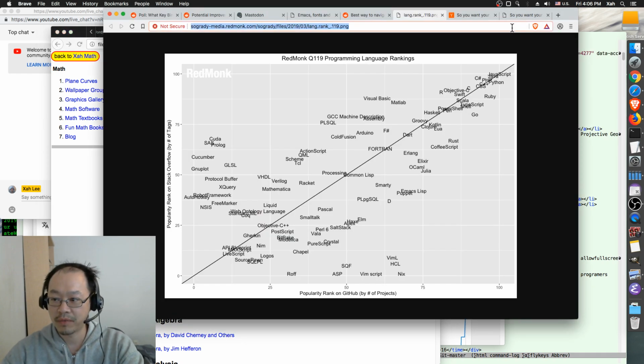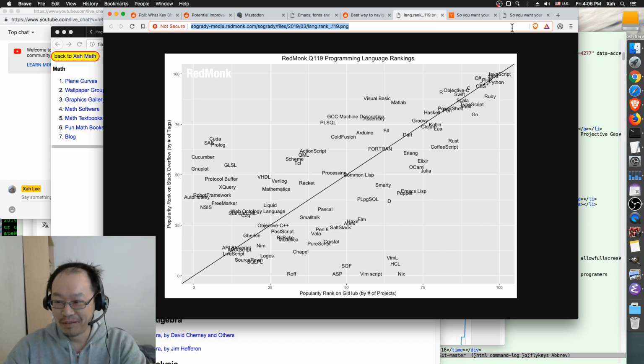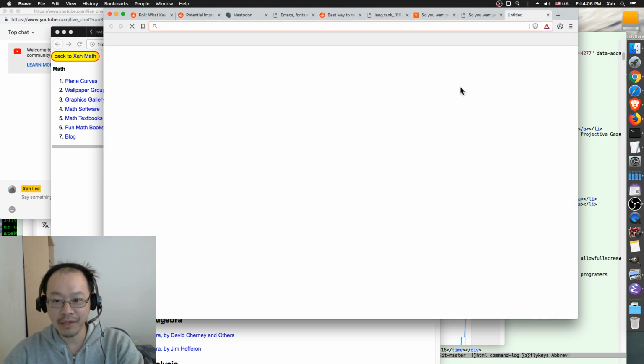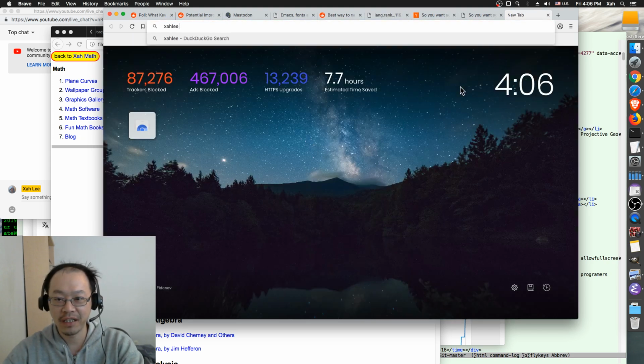So actually, let me go to this, a programming popularity page, just updated. JavaScript is at the top. JavaScript, Java, C++, PHP, Python, and Ruby is right there. Objective C. So anyway, so Xah Math.